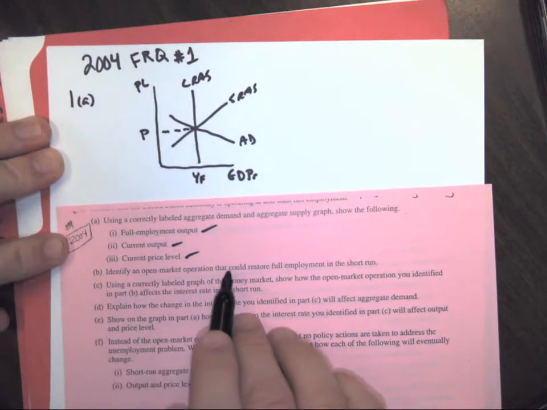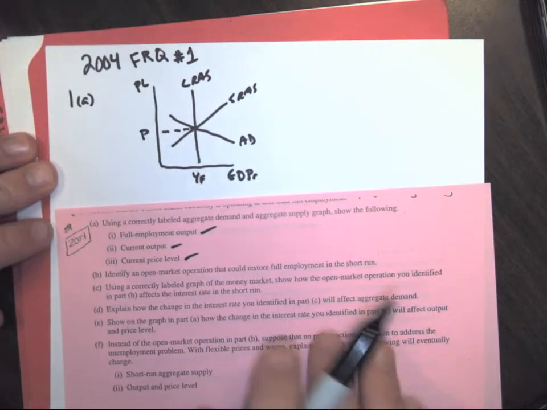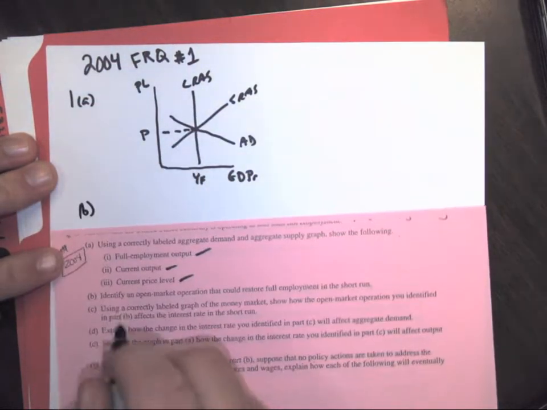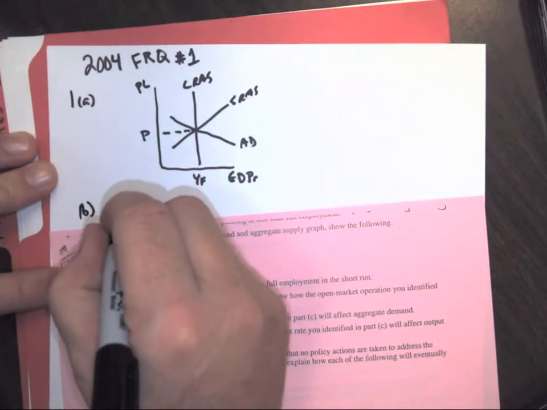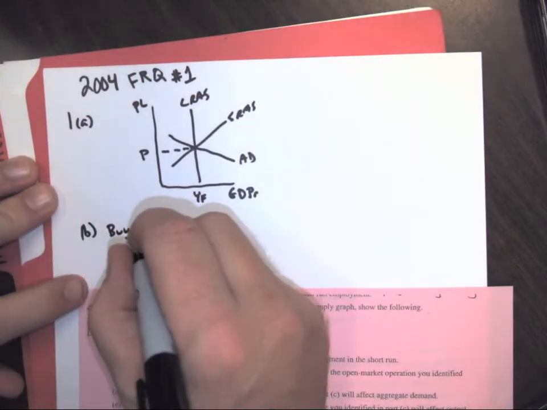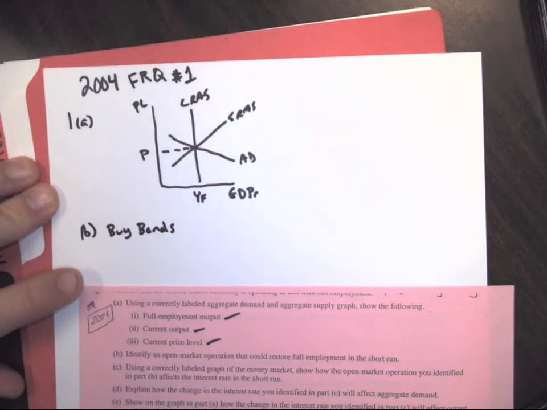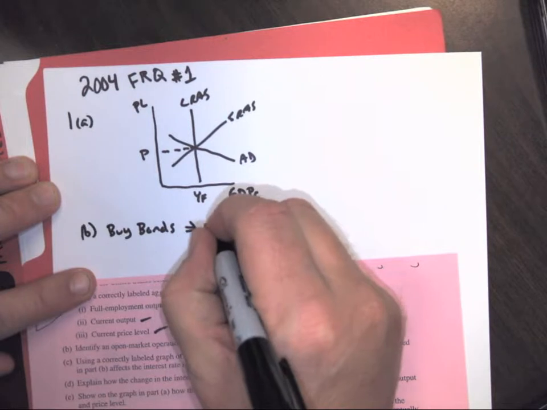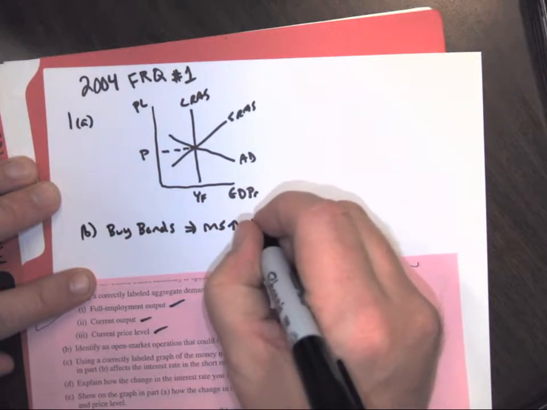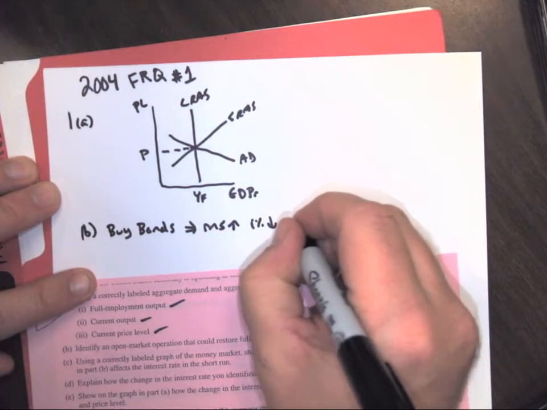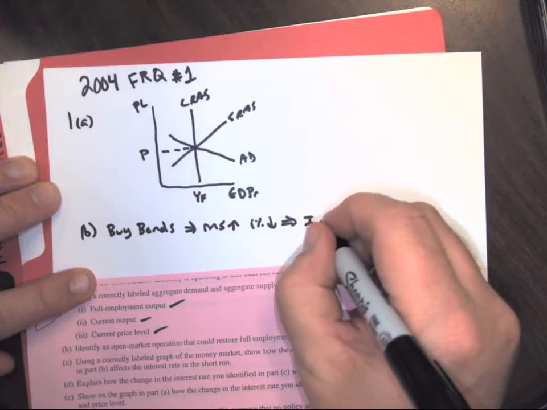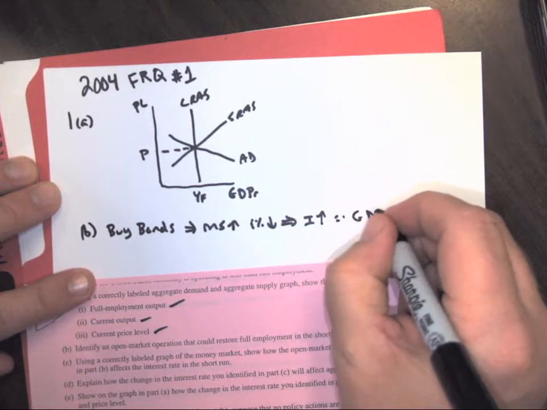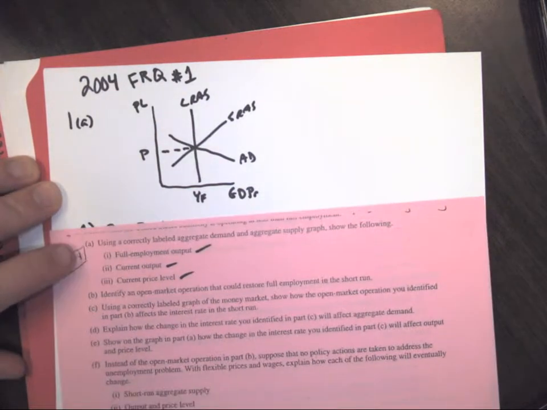Now, identify an open market operation that could restore full employment in the short run. So for B, I know that if we buy bonds, it makes big bucks. So we want the Fed to buy bonds, and when we buy bonds, that's going to make the money supply increase, nominal interest rate will decrease, and investment will go up, so therefore GDP will go up. Okay, so that's all my explanation for that part right there.